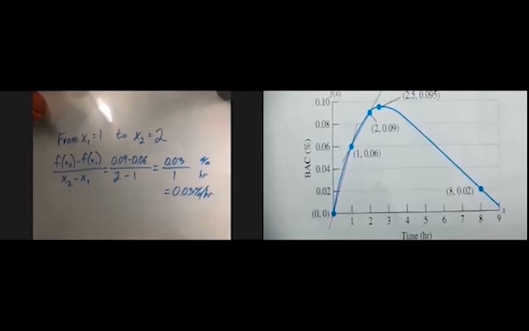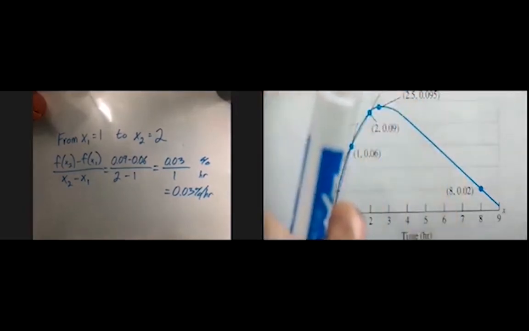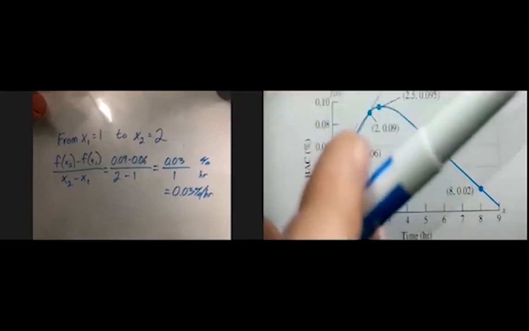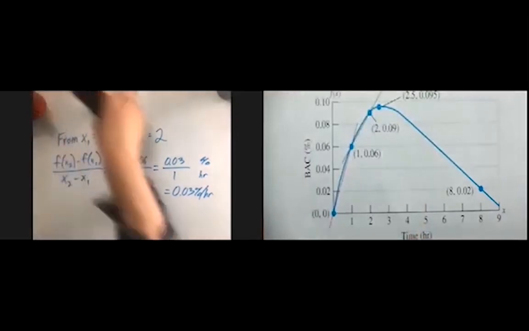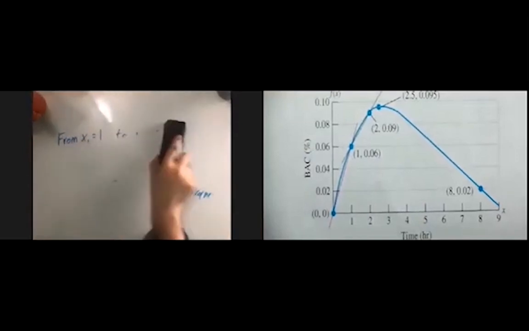So it's less of an increase the second hour than it was the first hour. First hour was an average of 0.06%, second hour 0.03%. And we can see that the lines are getting shallower. The slope is getting smaller. So the average rate of change, percent per hour, is getting shallower. It's getting smaller.